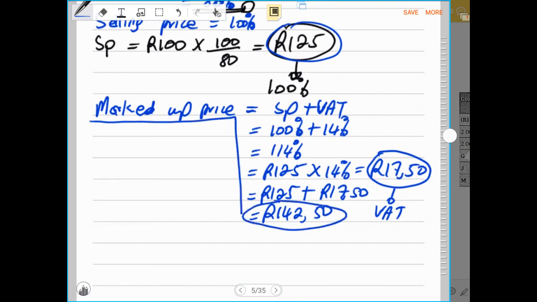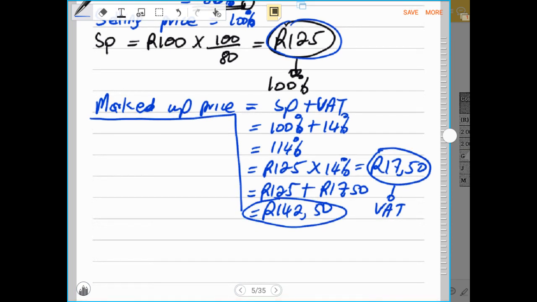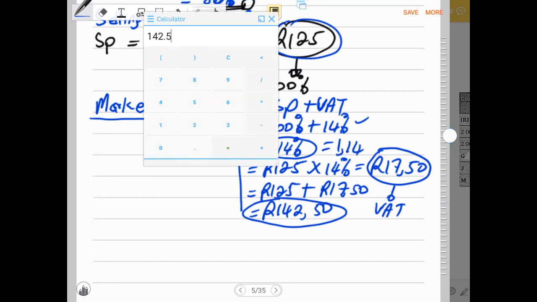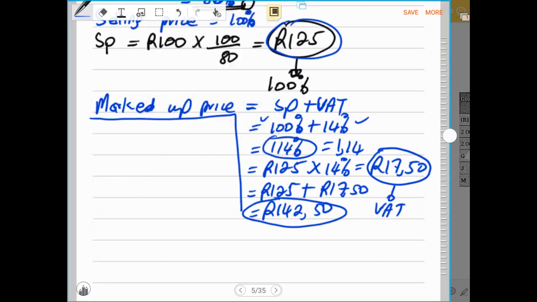142 rand 50 cents. Now at the same time, as I said to you, we have a marked up price which is 114%. Why? Because we added 14% to selling price which was 100%. That means that our decimal will be 1.14. I hope now you know what that means. That means it's 114 divided by 100. Therefore now that will be 1.14.